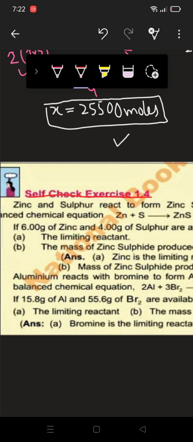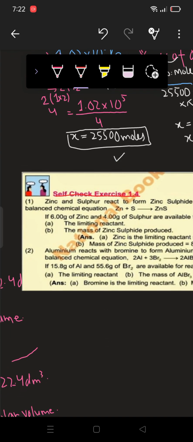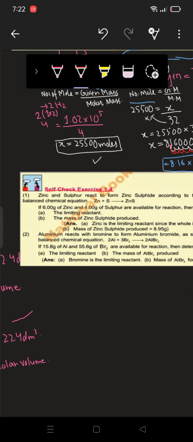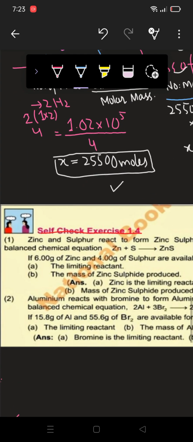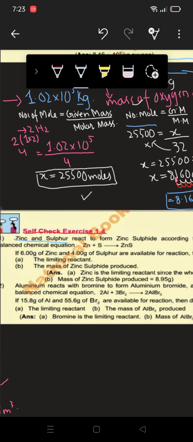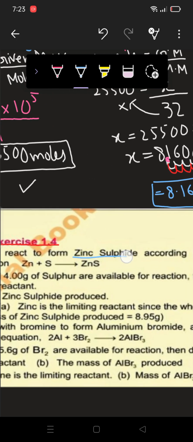Initially, in the first part, we have two subparts, and in the second part, we have again two subparts. We are going to start the first part of part number 1, right? Let's read the part number 1 first. Zinc and sulfur react to form zinc sulfide. Means we have two reactants here, which are zinc and sulfur, which are reacting to form the zinc sulfide, right?